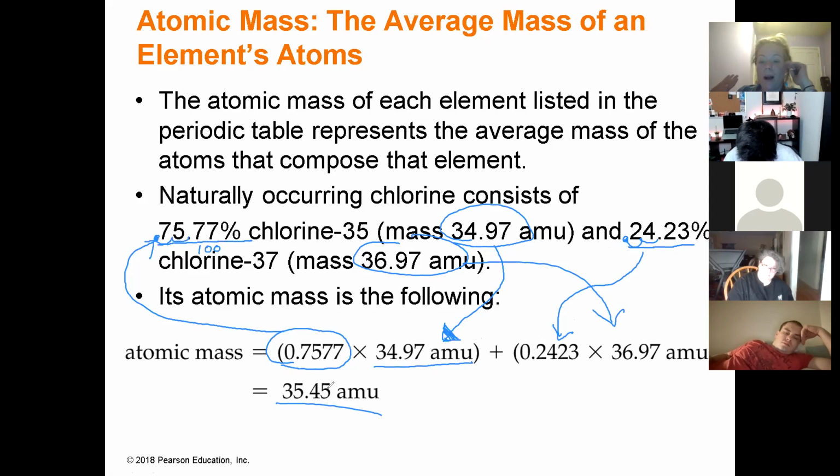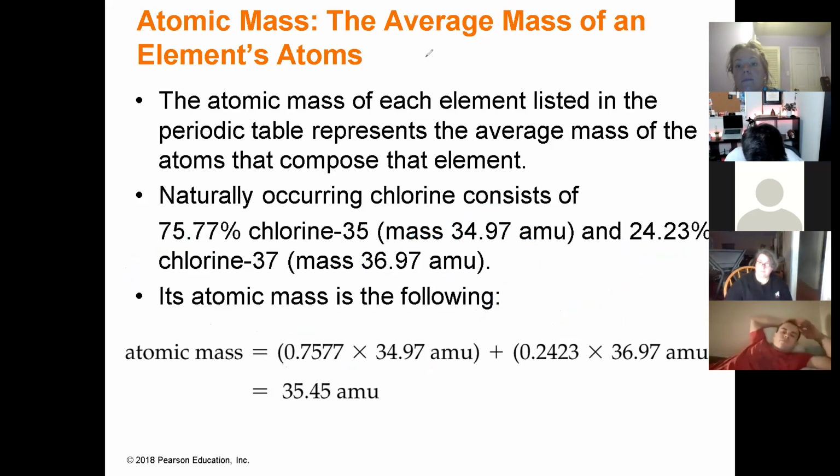Some people say, oh, why would I do all these calculations if I can just look at the number on the periodic chart and get the right answer? Well, you might get a fictional element with fictional masses. So don't assume that you can just look at the mass on the periodic chart. So let's work on one of these. Well, you guys will work on one of these.